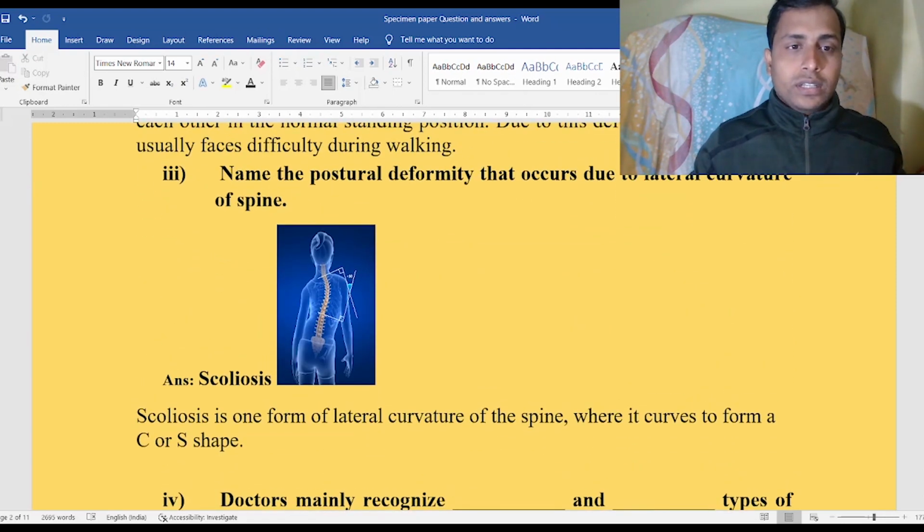Next question. Name the postural deformity that occurs due to lateral curvature of the spine. As you can see in this picture, the answer will be scoliosis. Scoliosis is a lateral curvature of the spine where it curves into a C or S shape.